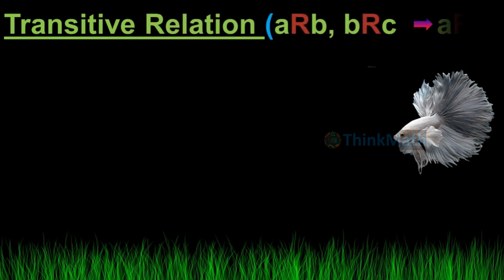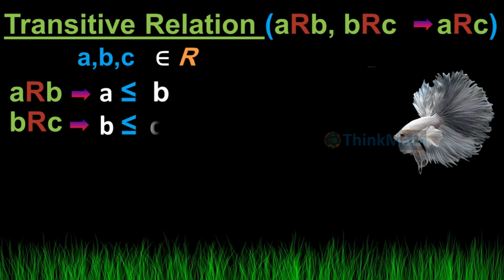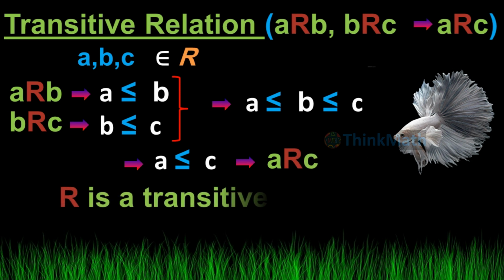Transitive relation. A related to B and B related to C implies A related to C, where a, b, c belong to the real numbers R. A related to B implies a is less than or equal to b, and B related to C implies b is less than or equal to c. This is the definition of the given relation. So if you consider a less than or equal to b and b less than or equal to c, we can write a less than or equal to b less than or equal to c, which implies a is less than or equal to c, which implies A is related to C. So R is a transitive relation.